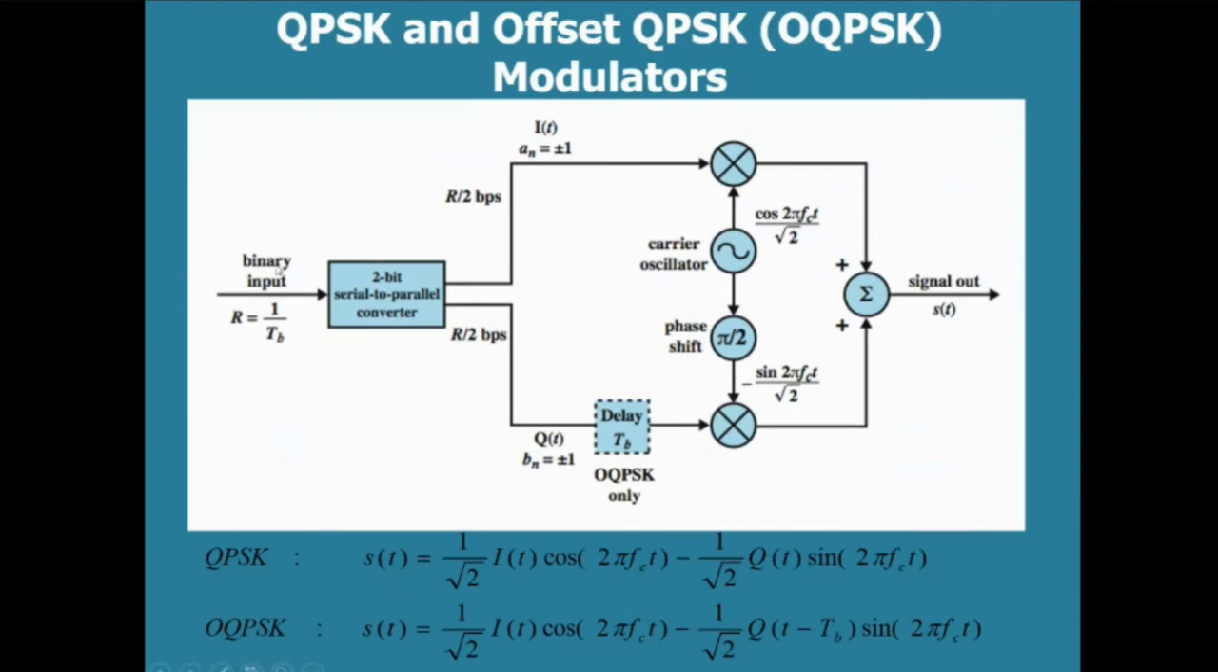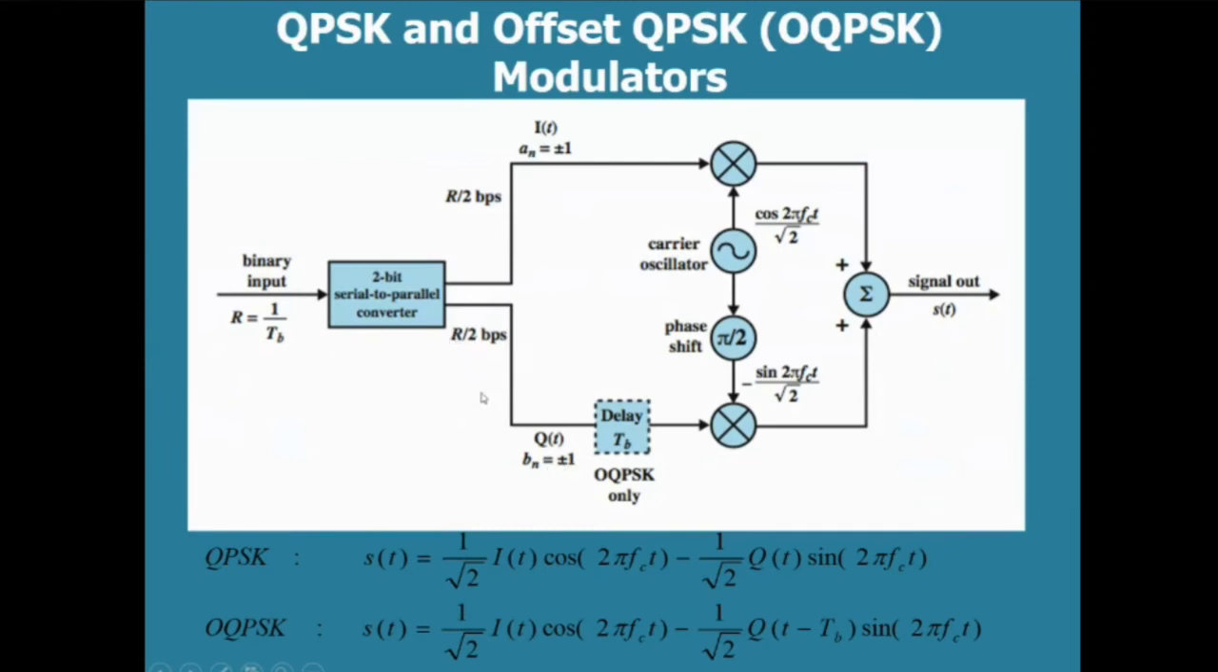See here in this diagram, the binary input with rate R equal to 1 by TB, where TB is the bit duration, is given to a 2-bit serial to parallel converter. It is a demux, which splits the signal and divides it equally, into odd and even bits, or we can call them the in-phase component I of t and the quadrature phase component Q of t.